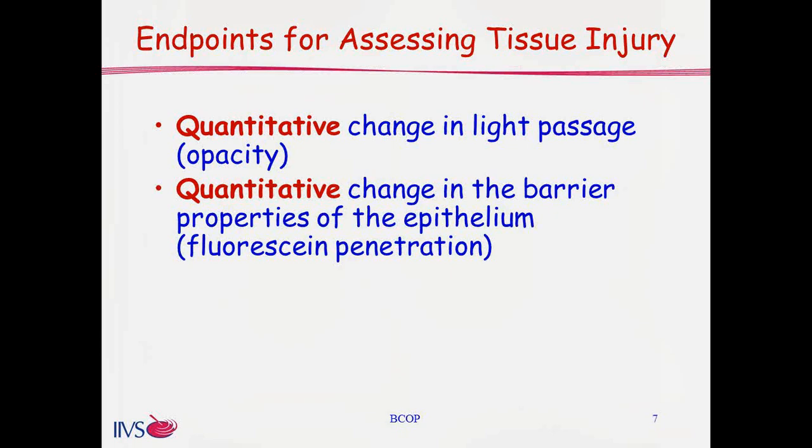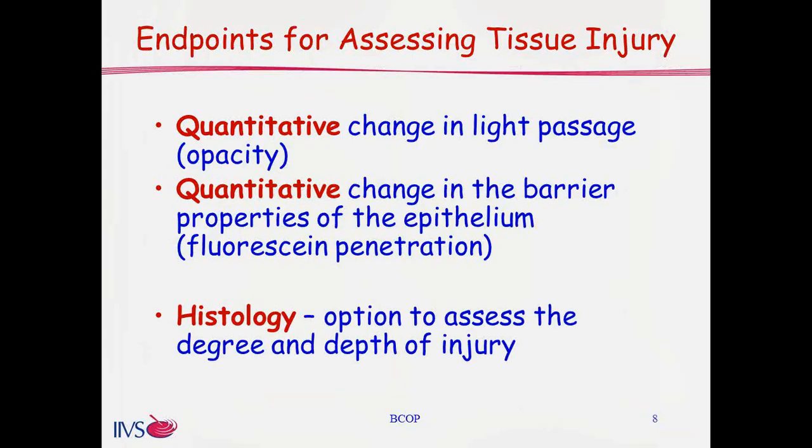The second endpoint is a measure, again quantitative, of the penetration of fluorescein through the cornea. And this measures changes in the barrier properties of the corneal epithelium, so that as chemicals break down this corneal epithelial barrier, we would likely measure increases of fluorescein penetration through the cornea.